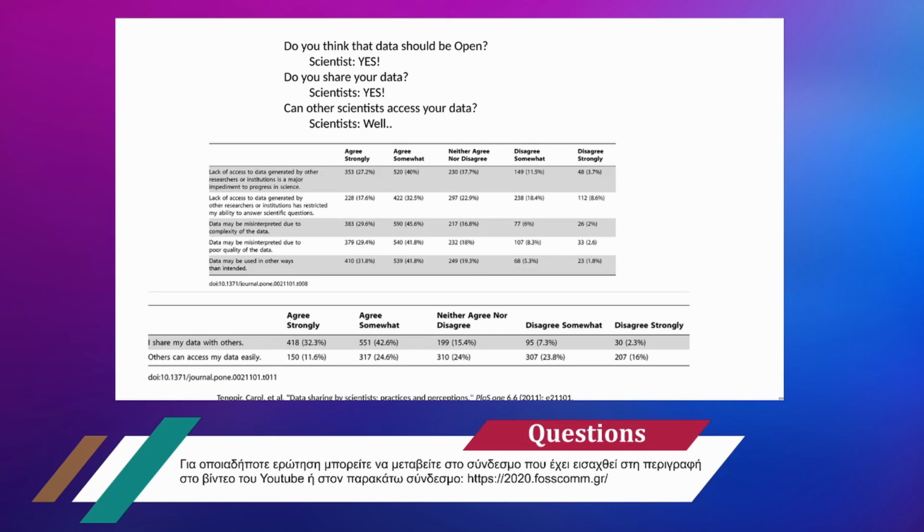First of all, there was this paper from 2011 that asked scientists if they think that data should be open. A very high majority said yes, we think that it should be open. They asked them, do you share your data? The scientists say, yes, we are sharing the data. Then they ask, can other scientists access your data? And then here you will see how low the percentages were for these answers. So people think that they are sharing their data when they don't.